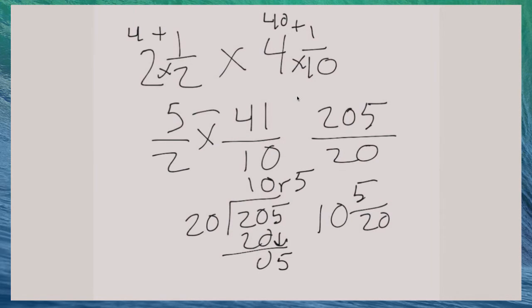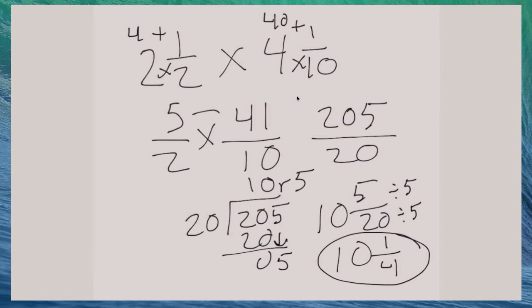But I notice that I can simplify my 5/20. 5 and 20 share a common factor of 5. So I divide by 5 on each, which leaves me with 1 over 4, and I bring the 10 down with it. My final answer is 10 and 1/4.